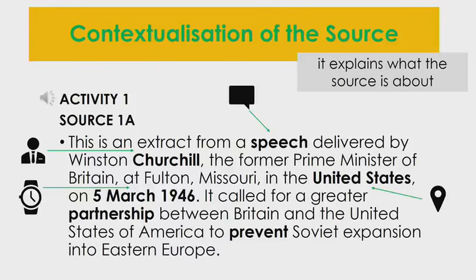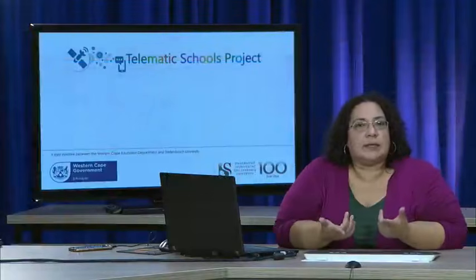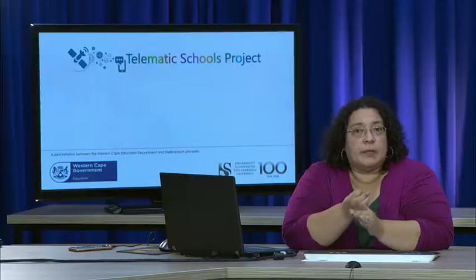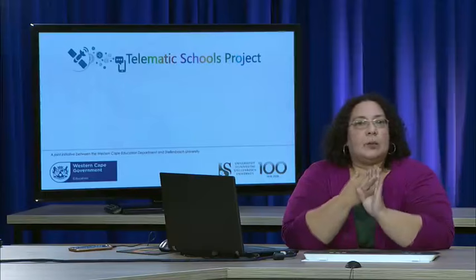This is an extract from a speech delivered by Winston Churchill, the former Prime Minister of Britain, at Fulton, Missouri, in the United States, on the 5th of March, 1946. It called for a greater partnership between Britain and the United States of America to prevent Soviet expansion into Eastern Europe. Okay, so grade 12s, before we even read the source, we have a very good understanding about what to expect in that source. So we know that it's a speech. We know that it's delivered by Winston Churchill.